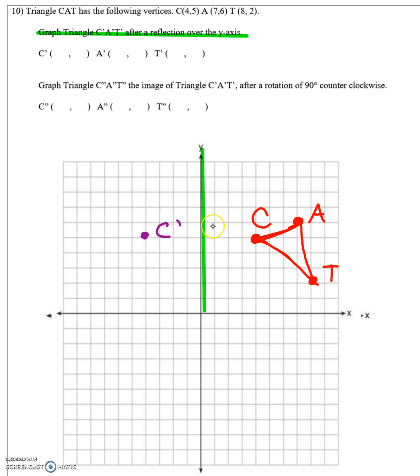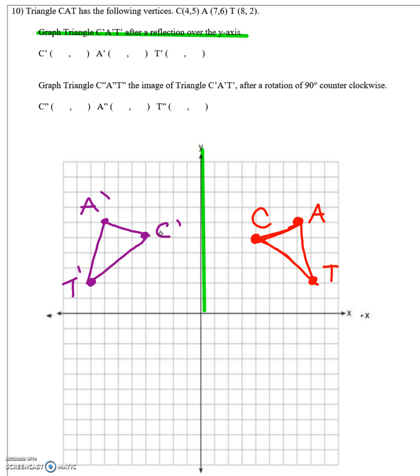Same thing for A. If it is 7 to the right, I want to go 7 to the left. I'm going to call that A prime. And for T, I'm going to do the same thing. If T is 8 to the right, I want to go 8 to the left. And again, I want to connect all the dots to form my triangle.